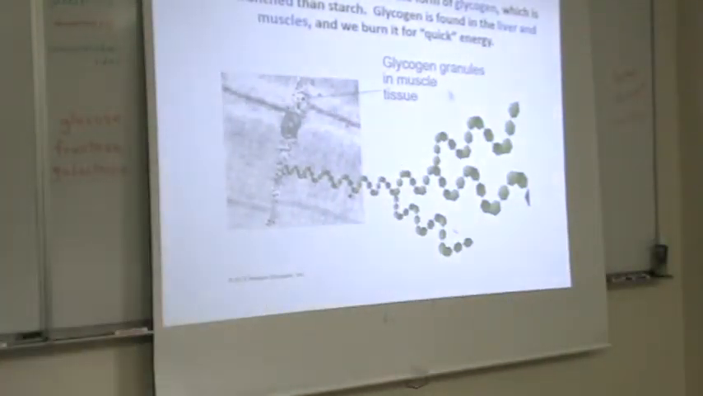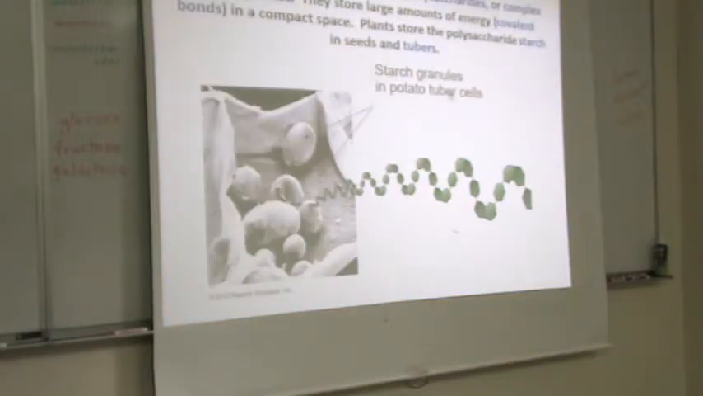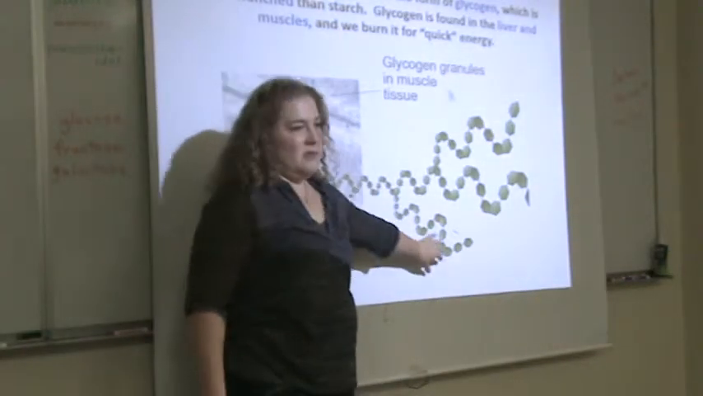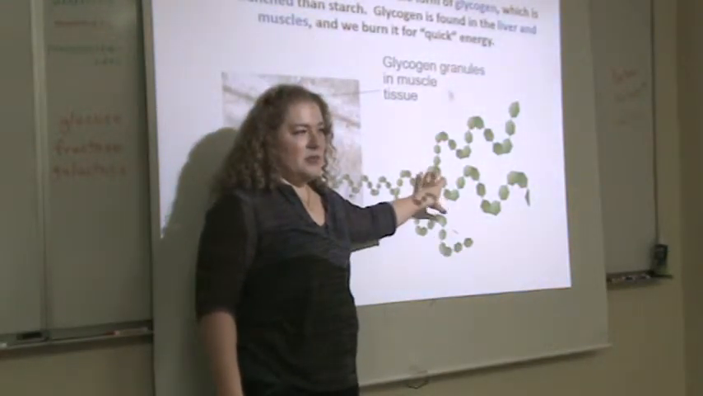It's the animal storage form of carbohydrate. Does this look the same? Like, does that look the same as starch? If you look at the shapes, it's kind of the same, but glycogen is branched. It's multi-branched more than starch.